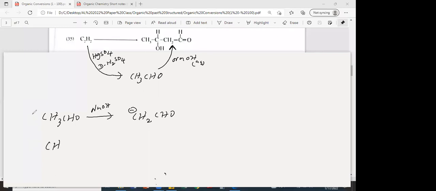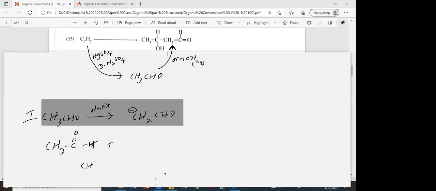Then in the second step, this will again react with this CH3CHO, and these two will combine again. In the first step, the product is produced, CH3CH2. So the same product is again going to react with the reactant. The product formed is again going to react with the reactant.